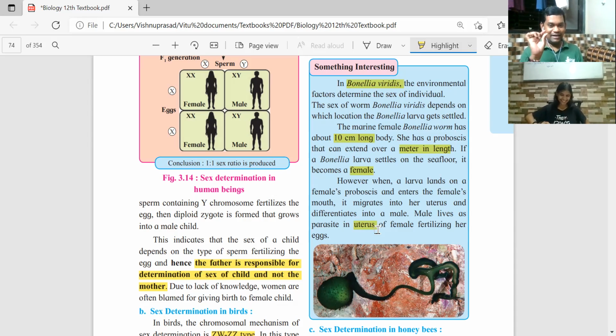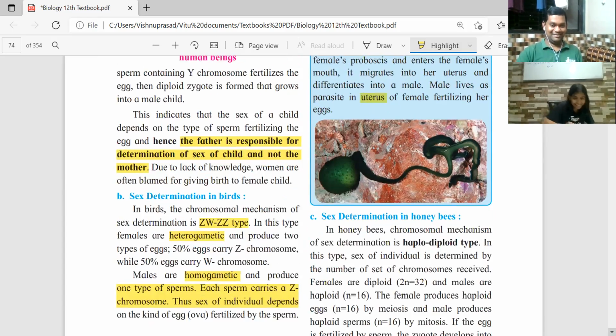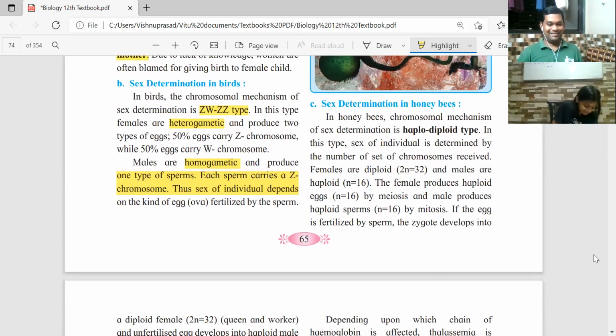The male is a very tiny one. The female is 10 centimeter long with a 1 meter long proboscis. The male is tiny because it is inside the female. It's a parasite, that's why. The male is a parasite on the female. Imagine, nature has this kind of interesting phenomenon also.